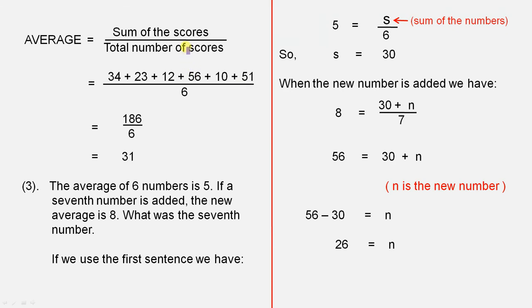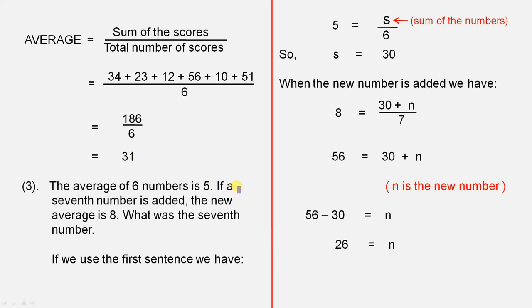The average is the sum of the scores over the total number of the scores. So if we add all these scores up, we get 186. There were 6 innings, so he averaged 31 runs in each innings.